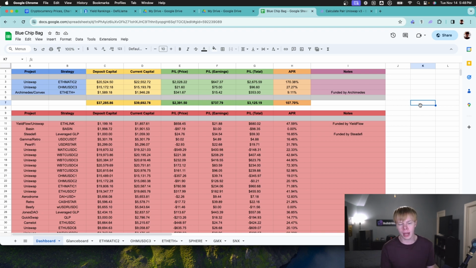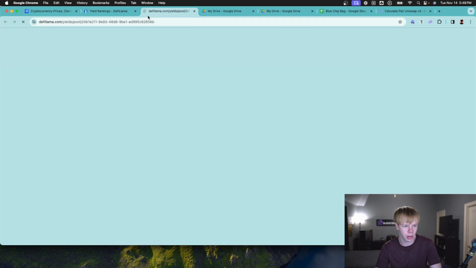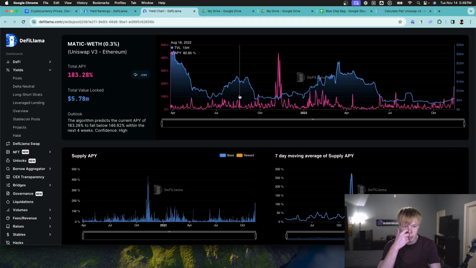And always look at historical data. Like if we look at DeFi Llama, we look at this Matic to Ethereum position on DeFi Llama, it's going to show us historical data on the APY. You can see this APY is consistently high, and just recently it spiked up a ton, but at the same time it has some form of consistency in there.